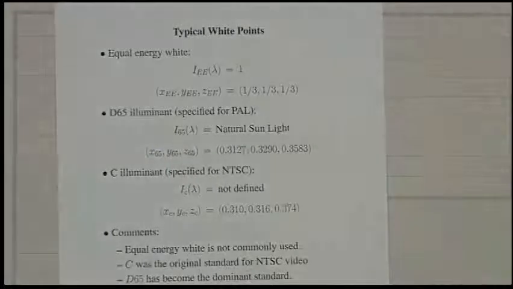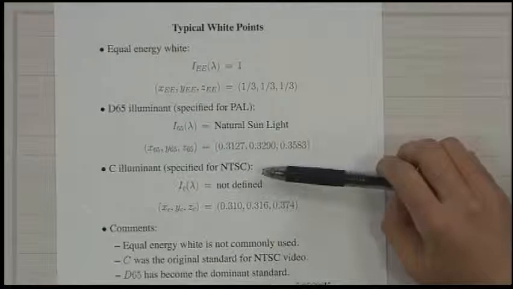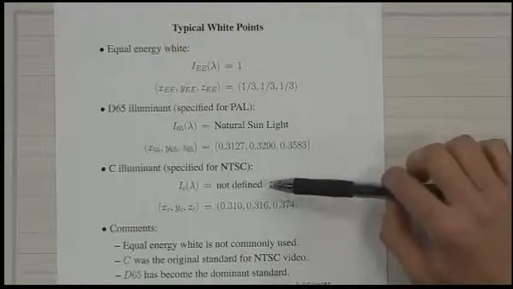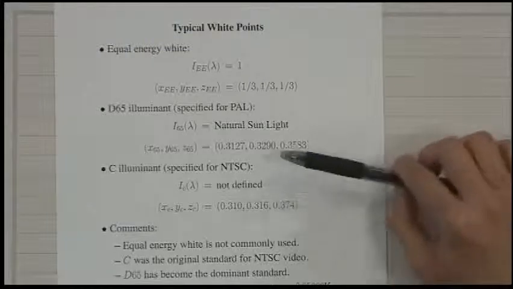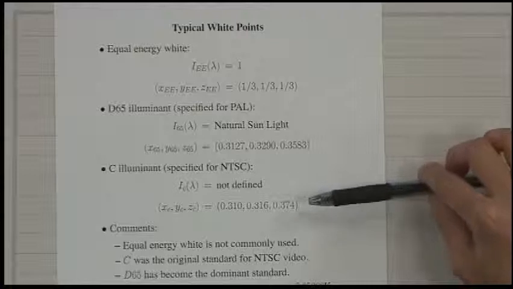And the C illuminant is, I think, kind of artificially defined. It doesn't really have a well-defined power spectrum, but it is defined by specifying the chromaticity of the white point.